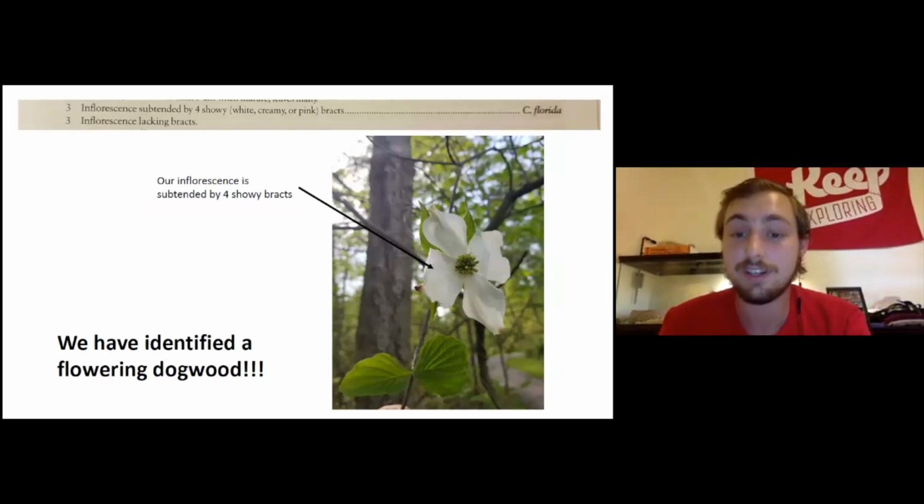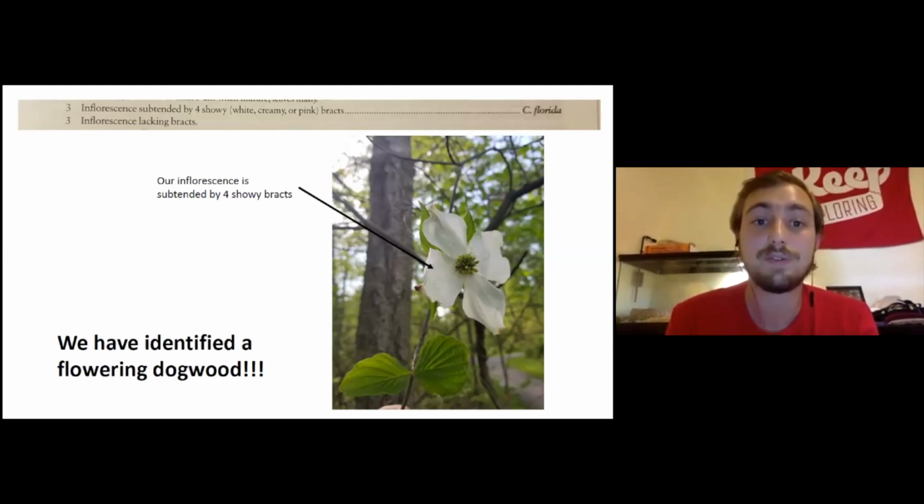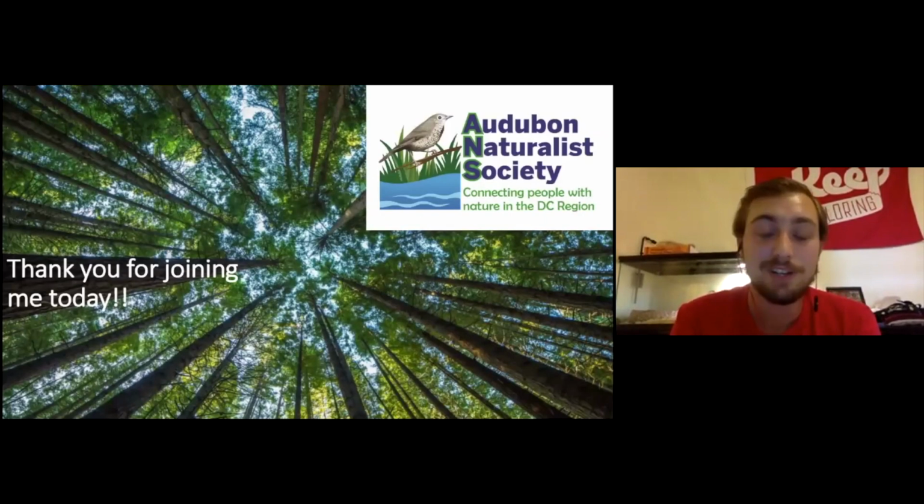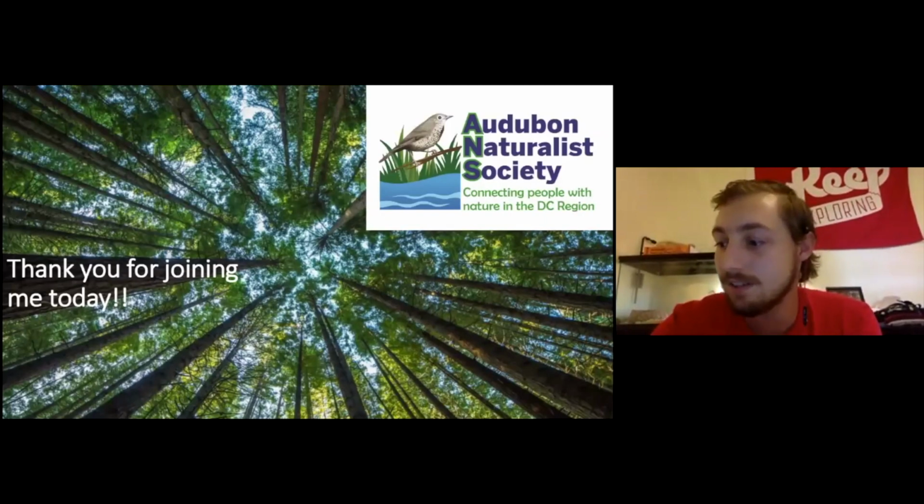So this is another example of why it's good to have multiple keys on hand. Even our complex Flora Virginia sometimes only refers to certain plant features. So if you did not have the flower here, it would be very difficult to identify your dogwood. But since we have the picture and we have those showy 4 bracts, we now know that it is a flowering dogwood. And here are the resources that I've been using throughout all these presentations. And with that being our last one, I'll take any final questions.